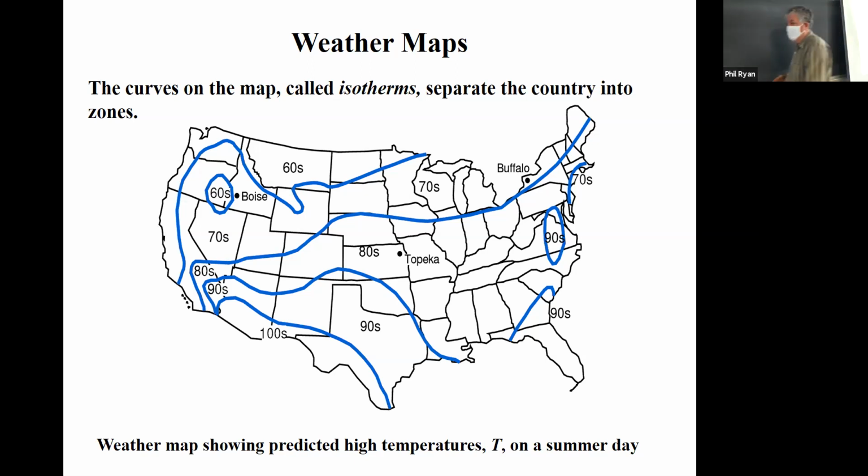Okay, so you've seen these kind of things. So this is a weather map showing predicted high temperatures. So everything on this line, we predict to have a high temperature of 80. Here it's 90. Here is 100, 70.